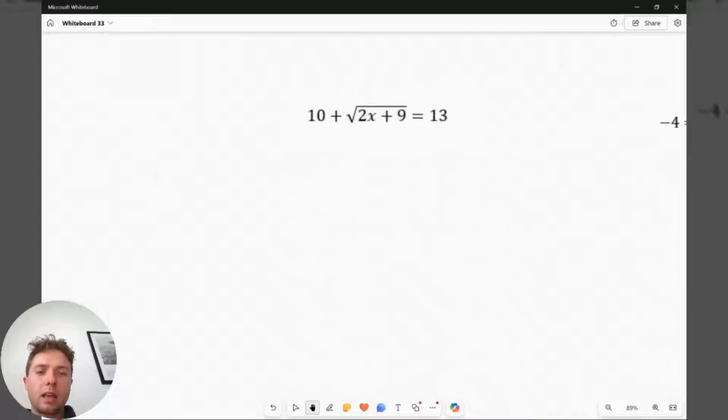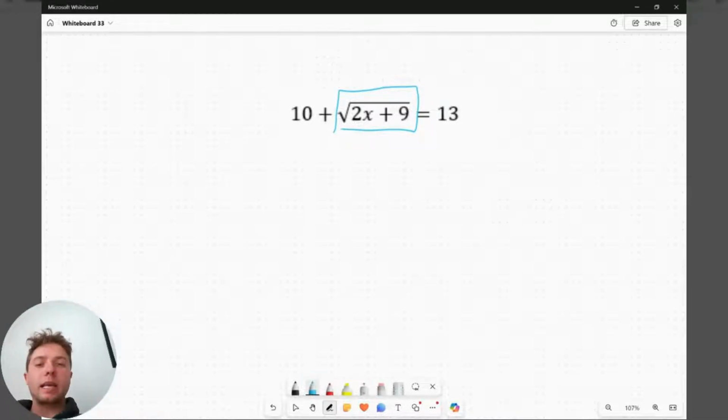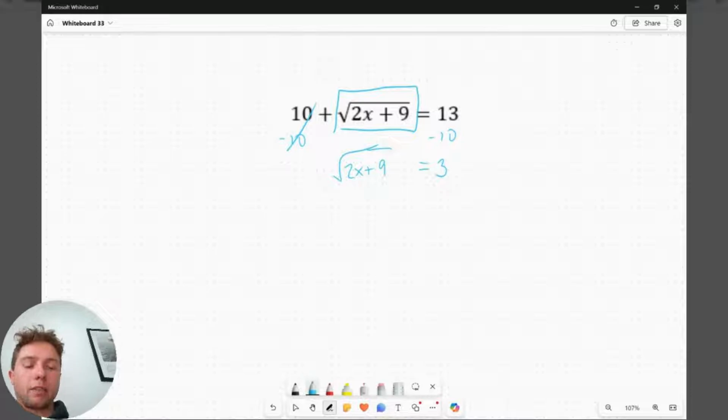Whenever you have a radical, I see that my square root is right here. Anything that is on the outside of that square root, I need to move first. So for example, the 10 is not underneath it right now. I see that this 10 is adding with the square root, so why don't we subtract that 10 on both sides? That now gives me this equation.